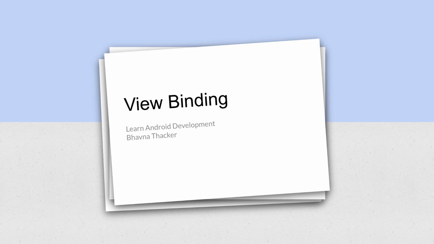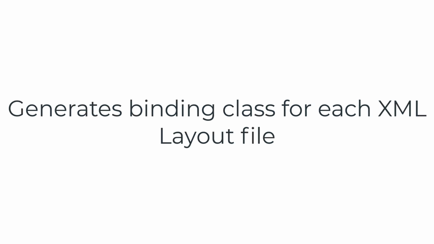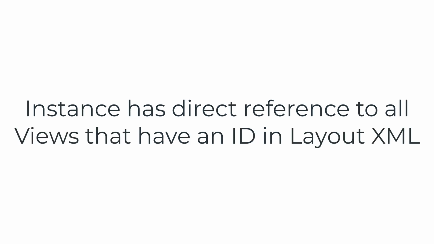Now let's get started. What is view binding? View binding is a feature that allows you to more easily write the code that interacts with the views. Once view binding is enabled in a module, it generates a binding class for each XML layout file present in that module. An instance of a binding class contains direct references to all the views that have an ID in the corresponding layout. Why use view binding?